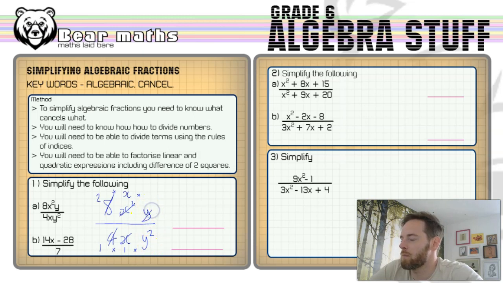Cancel the y: y divides by y to give you just 1, and y squared, if you divide it by y, would give you y. So what we've got is 2 times x times 1, and that would just give you 2x on the top, and then 1 times y, which would just give you y on the bottom. Alright, so that's how you can do that. Deal with the numbers, deal with the letters, and then cancel.